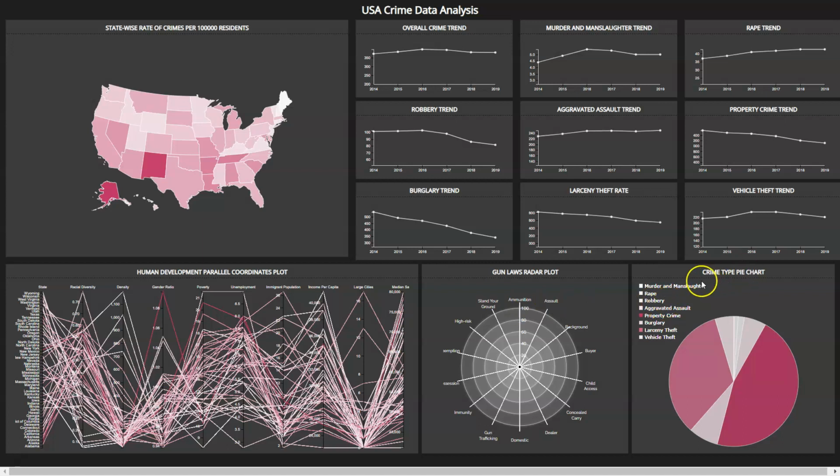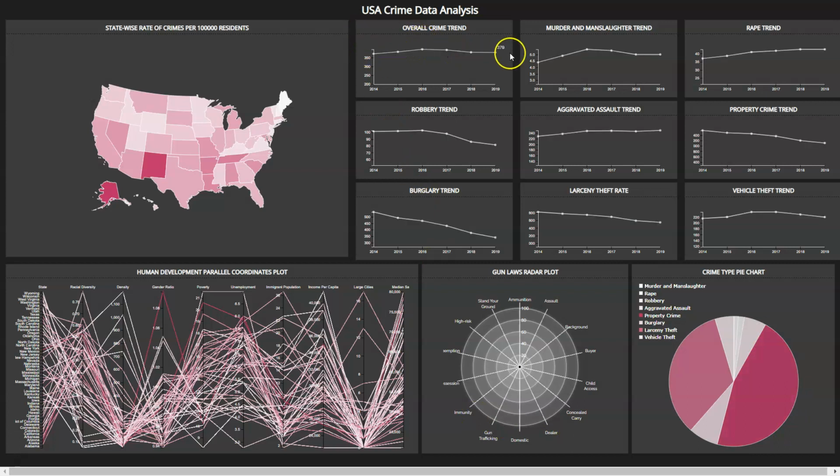Now coming here, we also have a crime type pie chart which tells us how the crime is distributed. As you can see, for property crime, the major chunk is occupied by larceny-theft, with some taken by burglary and aggravated assault.